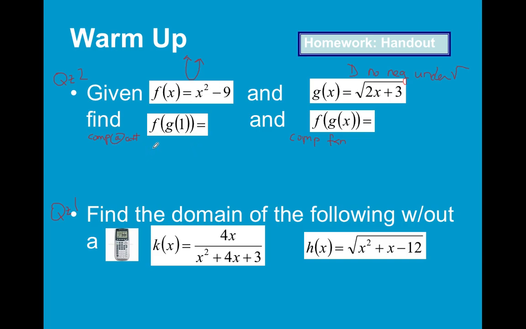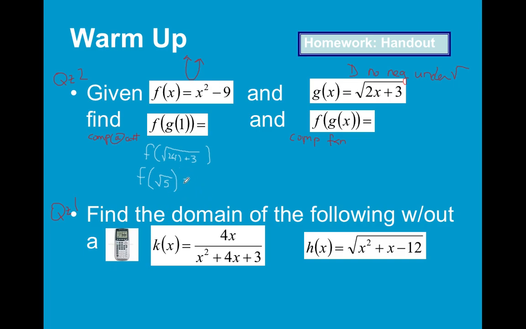f of g of 1 means go find f, but put 1 into g first. So g is 2 times x plus 3, so I put 2 times 1 plus 3. So now that's the function evaluated at a range value of g. 2 times 1 is 2, plus 3 is 5. Square root of 5 is not an integer, so I leave it like that.